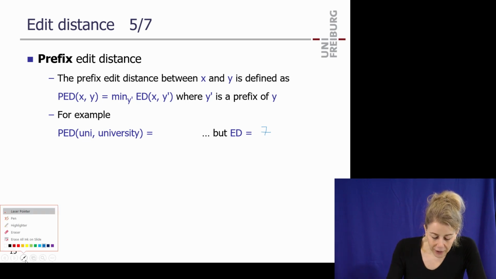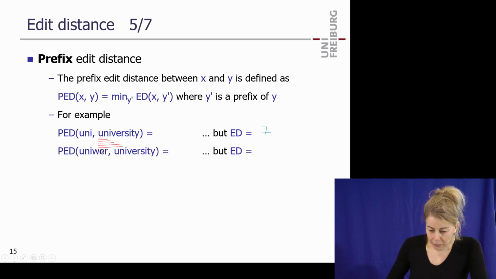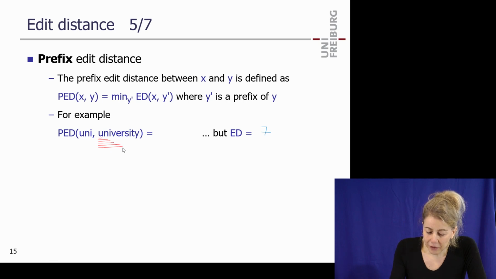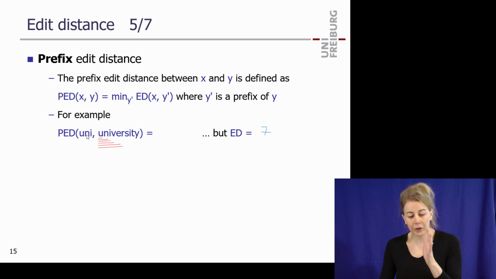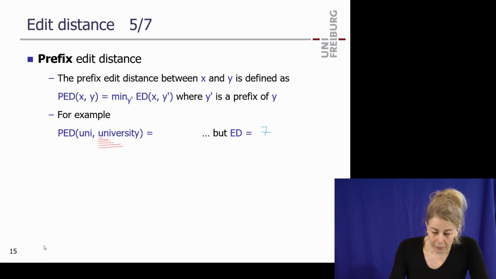What prefix edit distance does is look at all the prefixes of university. So I'm looking at U, UN, uni, univ, univer, and so on. And then for each of these prefixes, I check what's the edit distance to uni. And the smallest one is the prefix edit distance. So I look at U, UN, uni. Let me maybe just write it here.